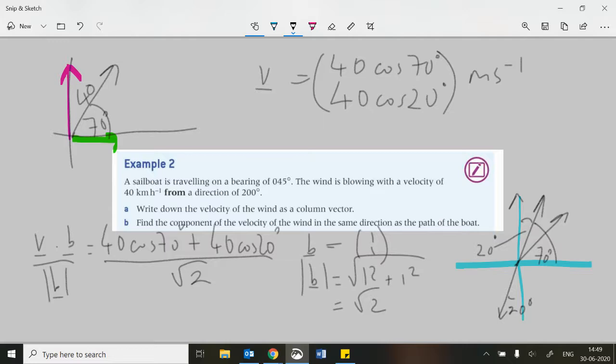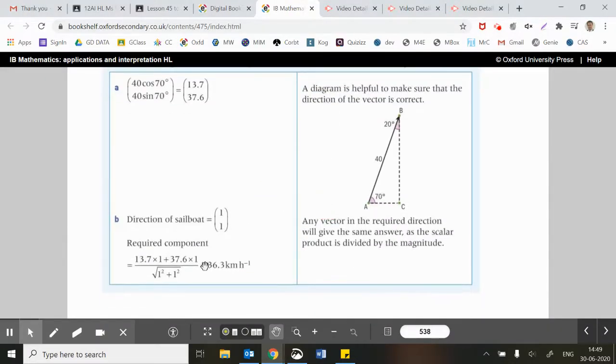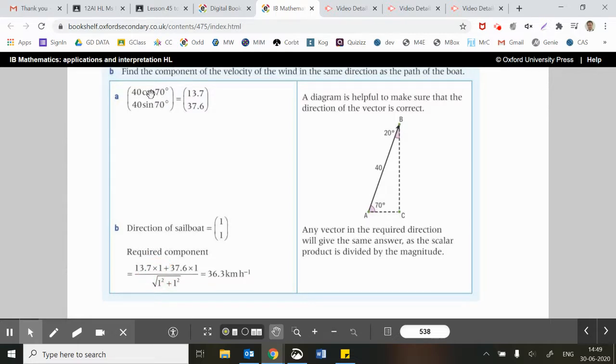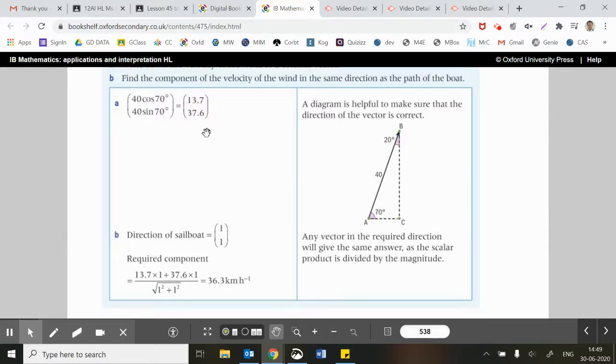Now when you've done that, you'll have your answer. That's how much of it is acting in that direction. That's the velocity of the wind which is acting in the direction of the boat. Okay, let's just check that in the answers. And there we go. You can see they've actually worked it out already. I left my vector like this. They've worked it out, and perhaps that's a good idea to do in an exam situation as well. You have both the exact answer and you also have the approximated answer there as well.